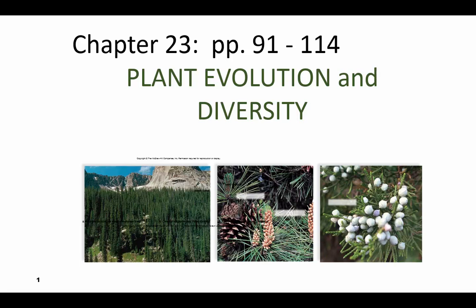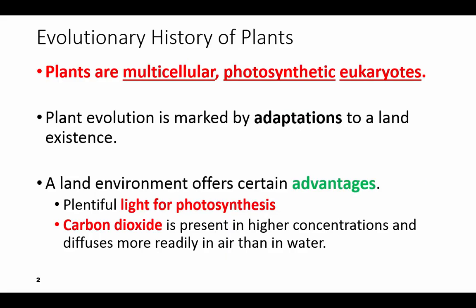Objective 1 in our botany unit says define plants and explain what adaptation made them suitable for terrestrial existence. And we are now in chapter 23. We know that plants are multicellular, photosynthetic eukaryotes, and the adaptations to the land existence illustrate their evolution. Being on the land offered certain advantages.